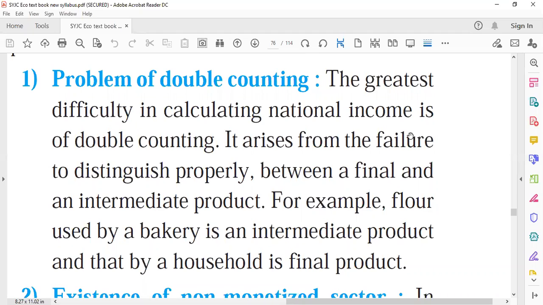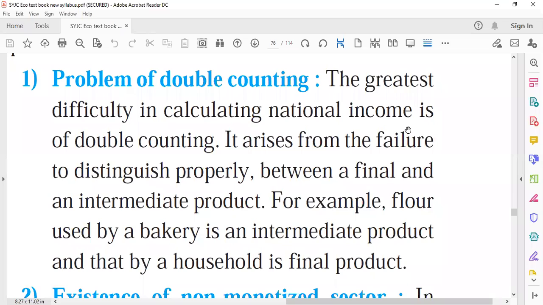तो वो कैसे? Now some goods are used as consumption goods by the consumer, but the same goods will become intermediate goods for the producer. For example, we'll take the example of flour. अगर बेकरी वाला फ्लावर आटा ले रहा है, he is producing the bread from that flour. So flour is the intermediate good for the baker.